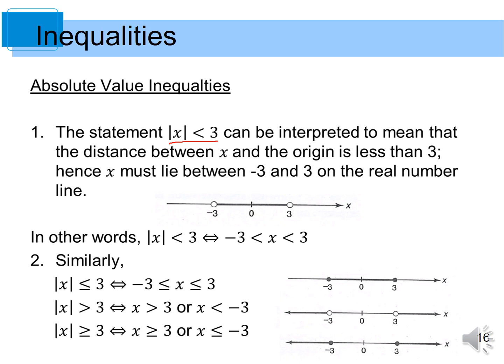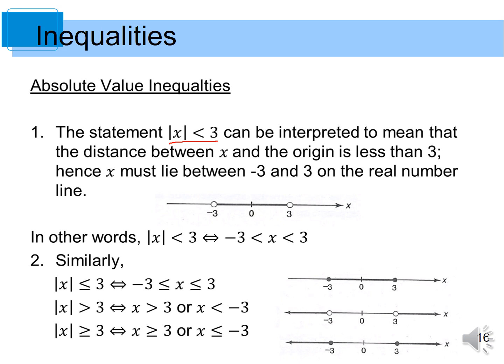So what can you read from this number line? The interval here is between -3 and 3, including -3 and 3. And how about x greater than 3? Refer to this number line, meaning that the distance between x and the origin should be greater than 3.